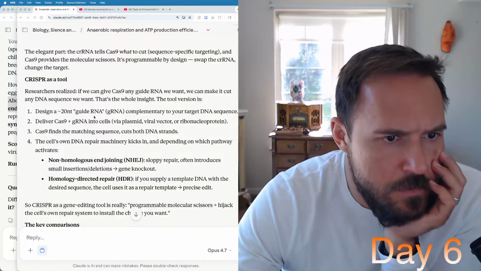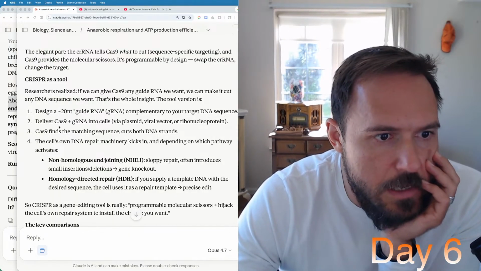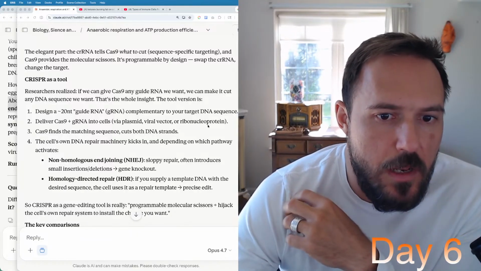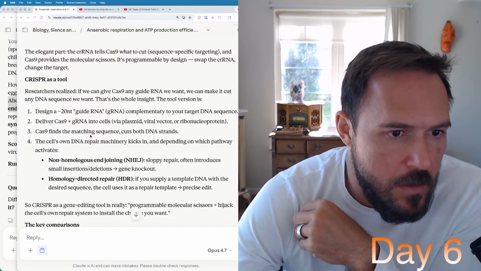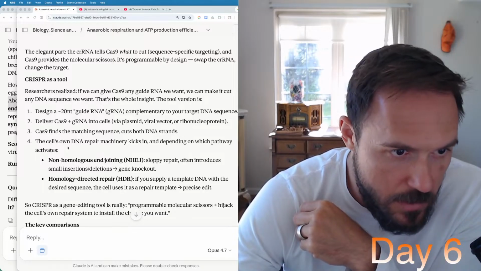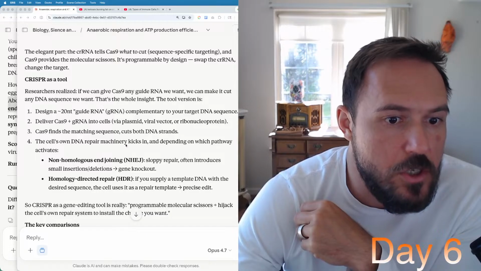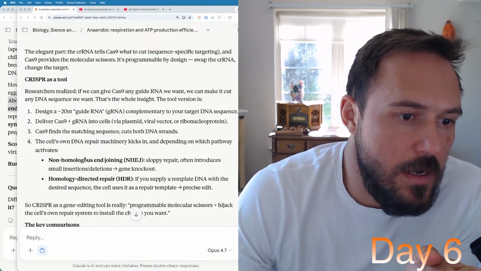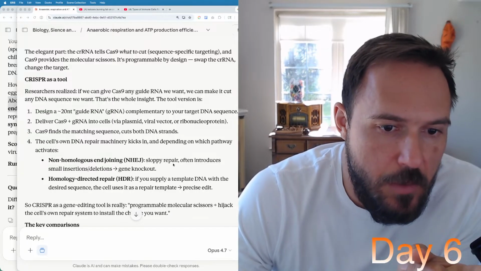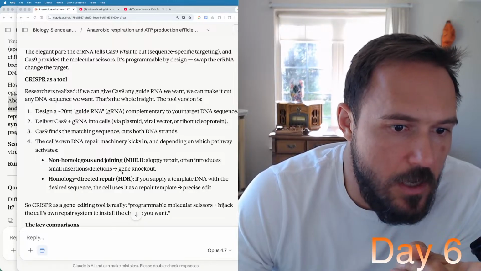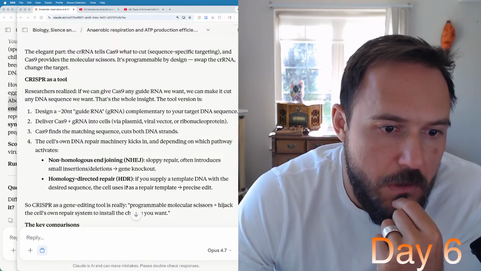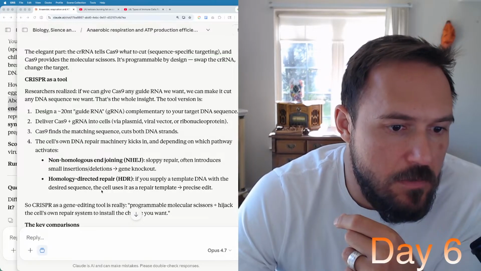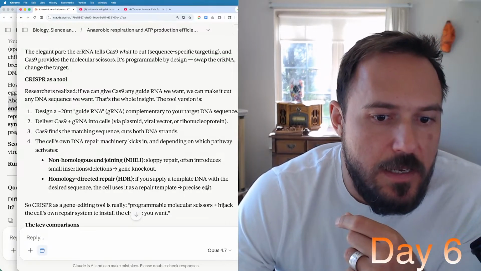But how do we put it to use? Design a guide RNA complementary to your target DNA sequence, and deliver Cas9 into cells via plasmid, viral vector, or ribonucleoprotein. Cas9 finds the matching sequence and cuts both DNA strands. The cell's own DNA repair machinery kicks in, and depending on which pathway activates: non-homologous end joining, a sloppy repair, often introduces small insertions or deletions, a gene knockout. Homology-directed repair, HDR: if you supply template DNA with the desired sequence, the cell uses it as a repair template. Precise edit.